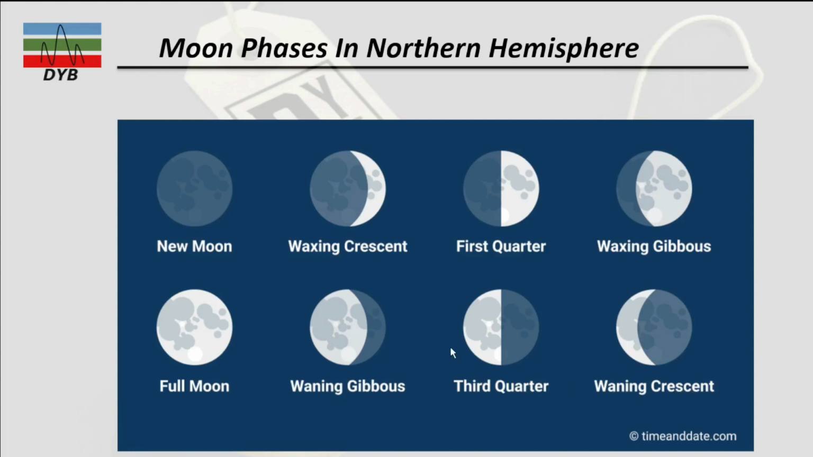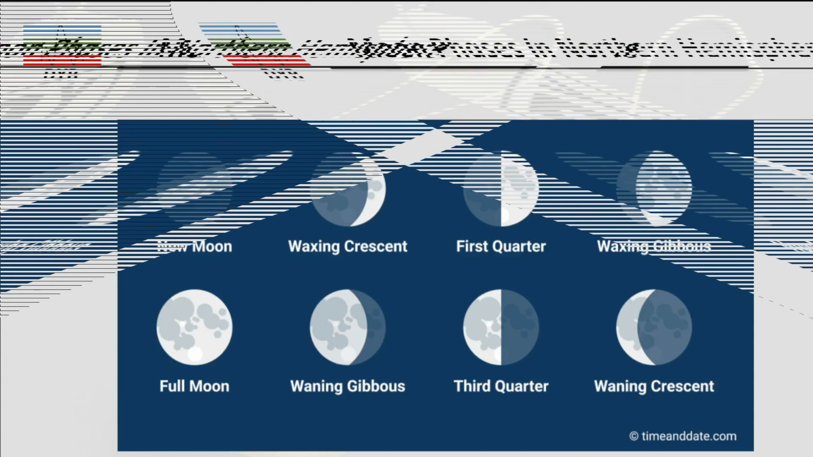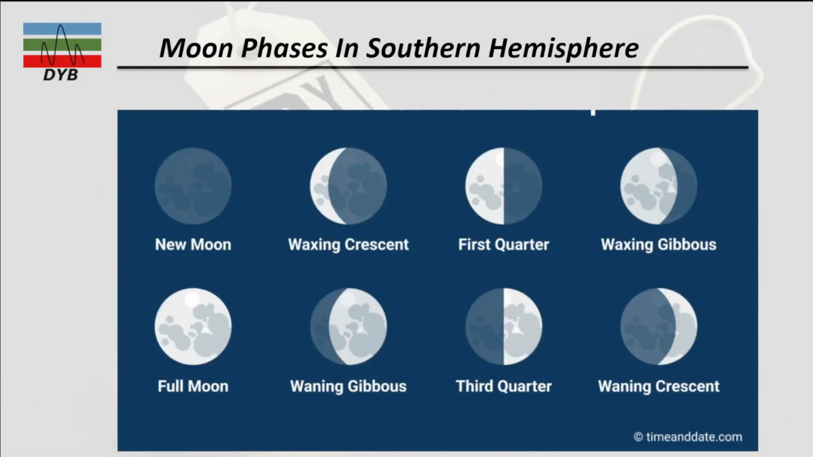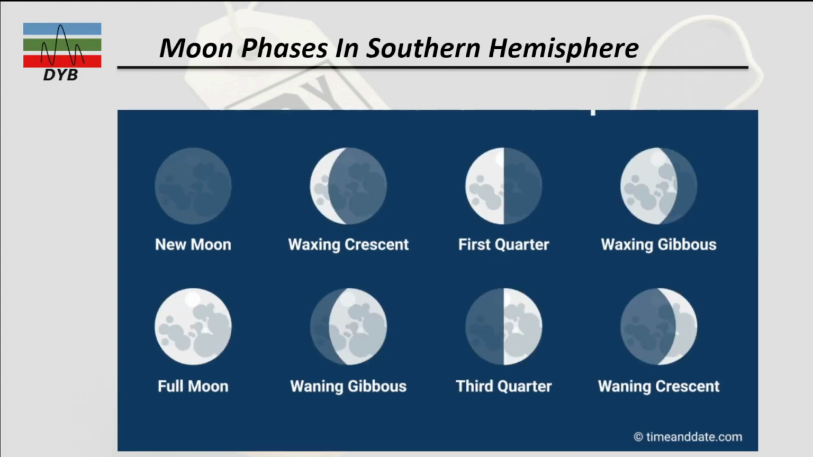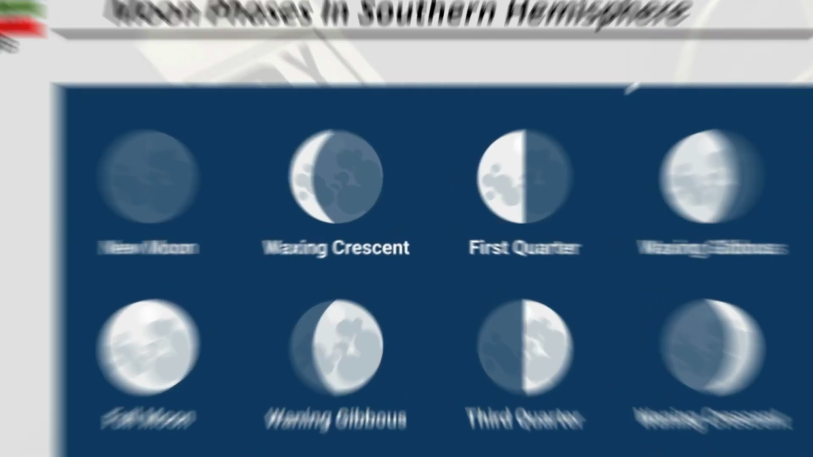In a similar way we have it from the southern hemisphere. The names are actually the same, but obviously you will see the other side of the moon. So this is the new moon, then waxing crescent, first quarter, waxing gibbous, then we have the full moon, then waning gibbous, third quarter, then the waning crescent. So these are some of the names of the moon when it appears from the north and south hemispheres.